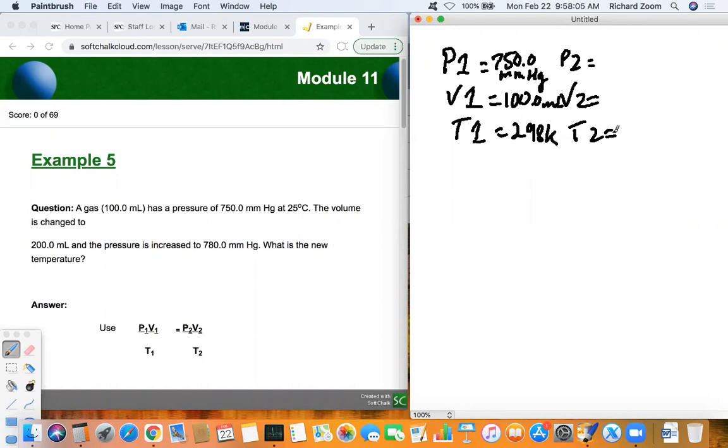What are we looking for? Well, we're looking for a new temperature, and it's going to be at 200.0 mL. And the pressure is 780.0 millimeters of mercury.